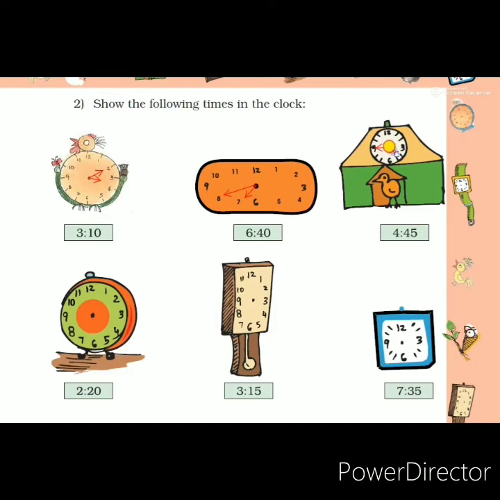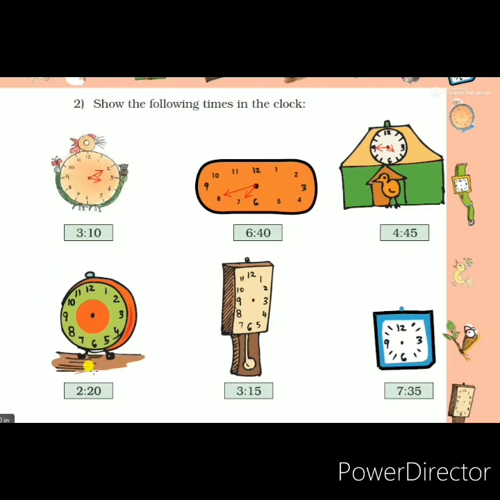Here we know that 9 fives are 45, or 5 nines are 45. So we should show the minute hand on 9. This is the time 4:45, or quarter to 5. Now let's move to the next figure, the next clock.